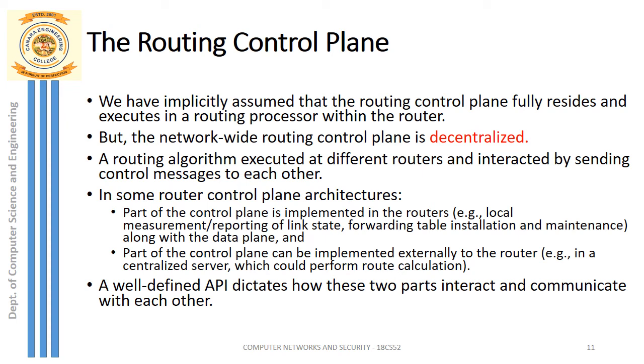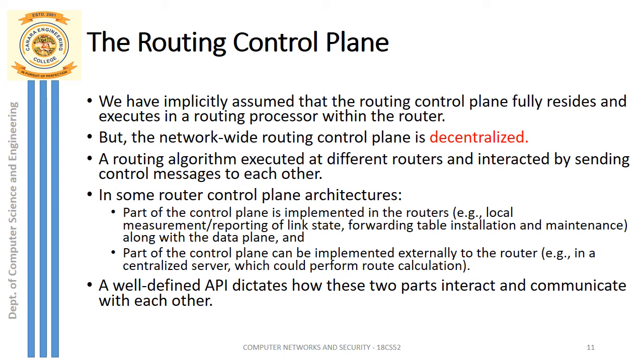Network-wide routing control plane is decentralized. That means in different routers, we will be running the routing algorithms and the information will be exchanged by using some APIs. In some routers, the control plane architecture may be implemented in different parts. That means some part of the control plane is implemented in the router. For example, the local measurements, that is information for forwarding the packets, reporting of link state, what is the state of the particular link, and forwarding table installation and maintenance.